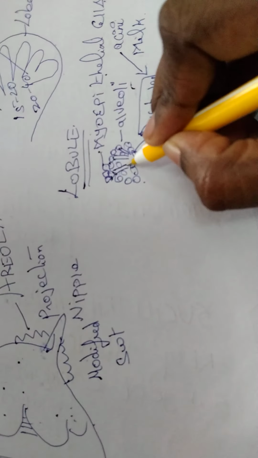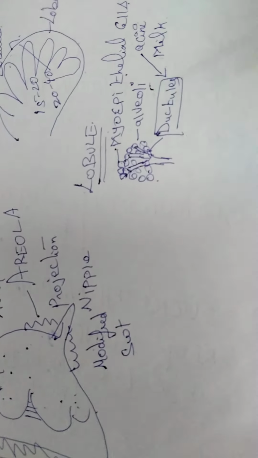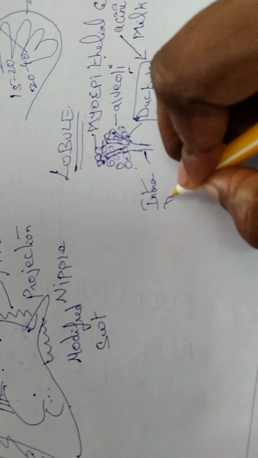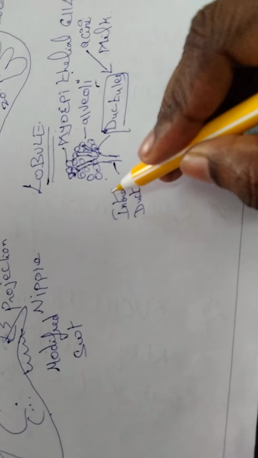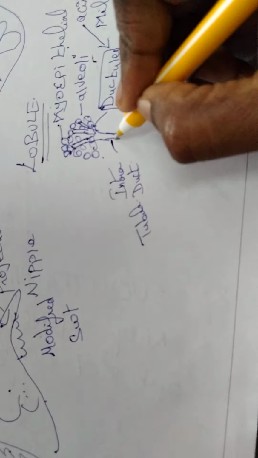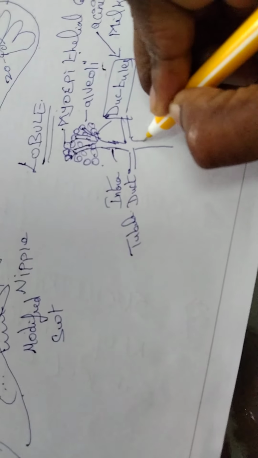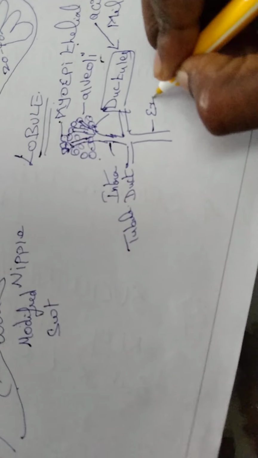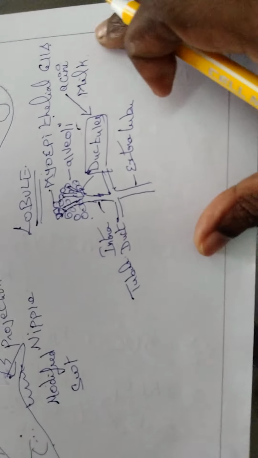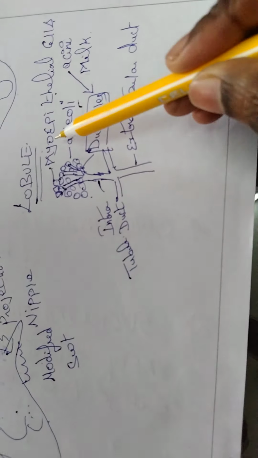Now, these ductules join together and form a single duct. We call this duct the intraduct, or intratubular duct. Many intraducts join together and form another duct, which we call the extraduct, or extratubular duct.